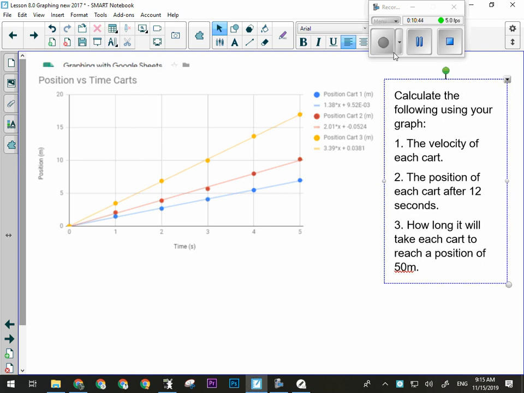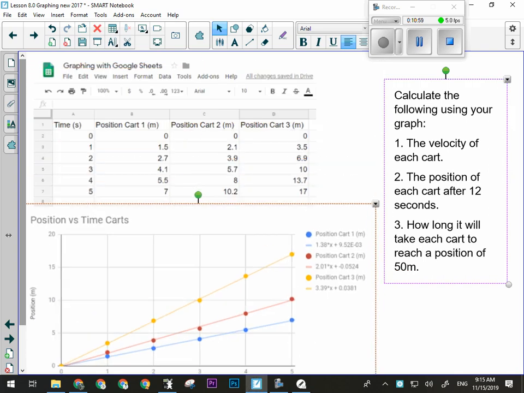Okay, so it wants us to calculate the velocity of each cart. Now that's probably the tricky part, because a few people have already come up and said to me, well, Mr. Coderre, if I take this data and I divide like 1.5 by 1 and 2.7 by 2, taking displacement divided by time, I don't get the same answer for each one. You're right. That's usually what happens when you do a lab where you're recording position and time. The cart doesn't always travel at exactly a constant velocity. It's kind of up and down a little bit.